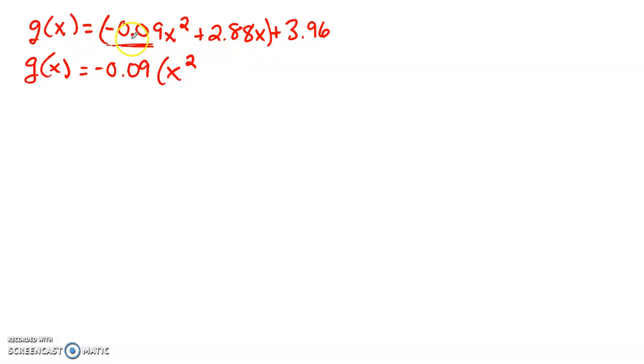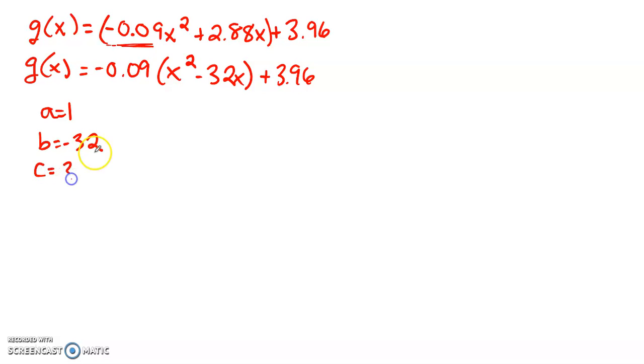(2.88) divided by negative 0.09 gives me a negative 32x. All right, so in the parentheses here, my a is 1, my b is negative 32. I don't have my c. I need to figure out what to add after that negative 32. That's what I'm going to be solving for.